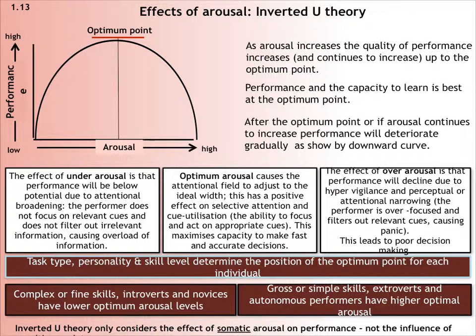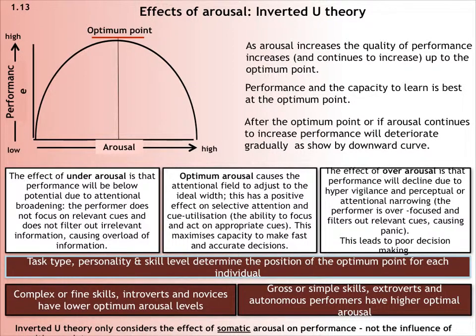The effect of under arousal is that the performance will be below potential due to attentional broadening. The performer does not focus on relevant cues and does not filter out irrelevant information, causing overload of information. So they're not really up for it, if you want to put it in a crude way. Optimum arousal causes the attentional field to adjust to the ideal width. This has a positive effect on selective attention and cue utilization, which is the ability to focus and act upon appropriate cues.